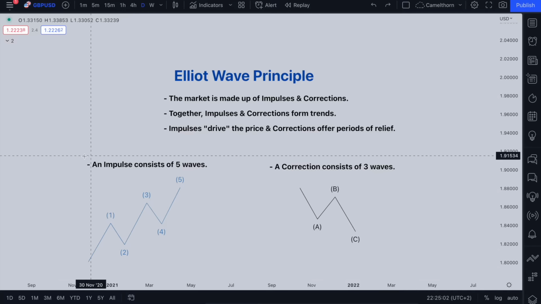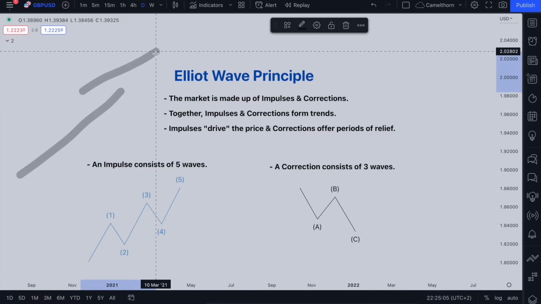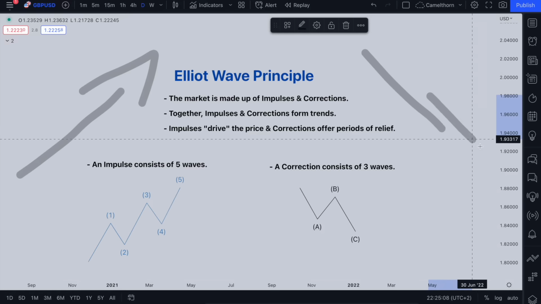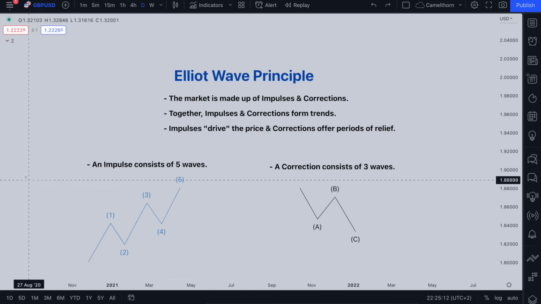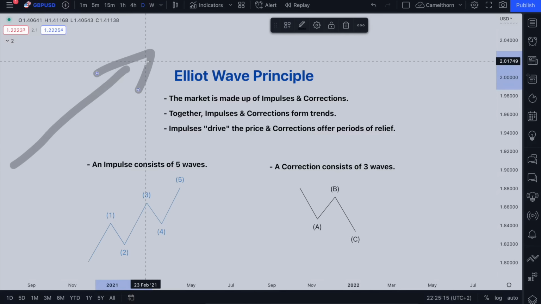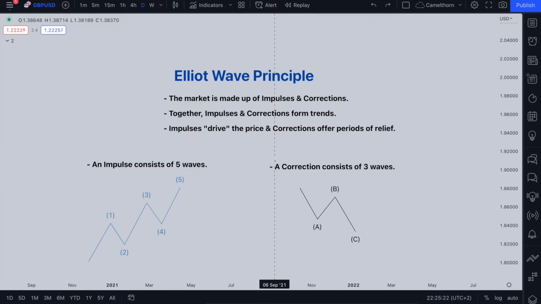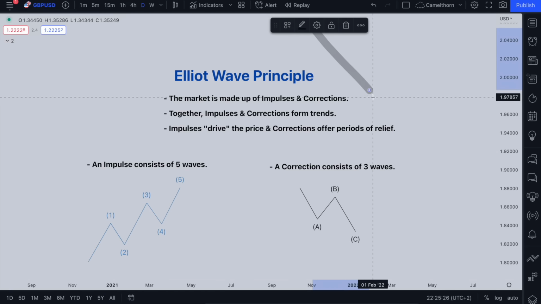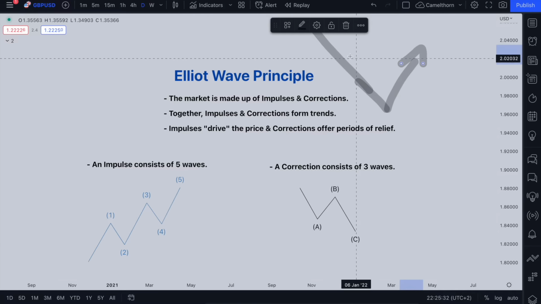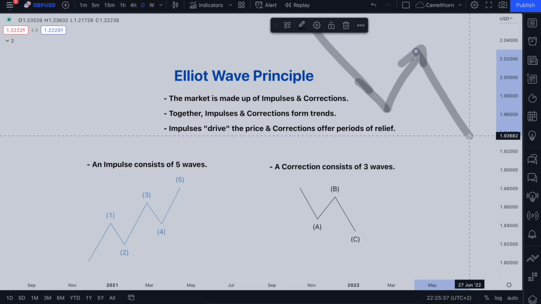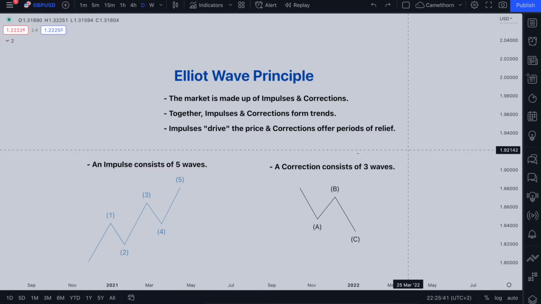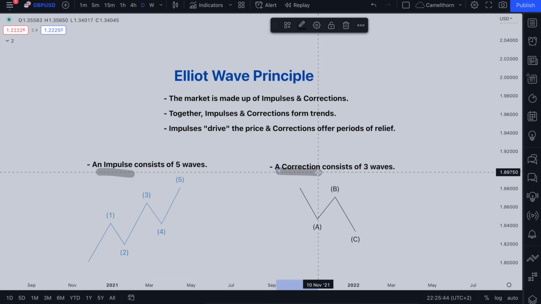Think of it this way: price action never just goes in one direction. Price action never just goes up, and it never just goes down. Whenever we have a sustained period of bullish pressure, there will be some bearish relief before price action continues with the underlying bullish trend. Inversely, whenever we have sustained periods of bearish pressure, there will be some bullish corrections to relieve some of this bearish pressure before price action continues down. That's essentially what impulses and corrections are. They are the drivers of the market, and they come together to form trends.